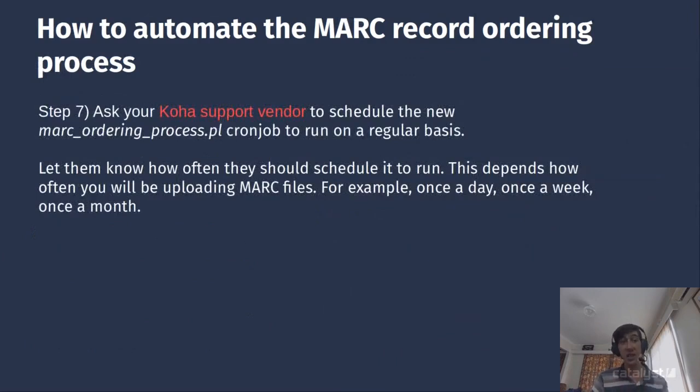Step 7 is where you'll need to contact your Koha support vendor, because you need them to schedule a script to run on your server. This script is the MARC ordering process, and you need to let your Koha support vendor know how often you'd like it to run. This depends on how often you upload MARC files to your server. If you're uploading a MARC file every day, then you'll probably want to ask your support vendor to make this MARC ordering process script run daily.